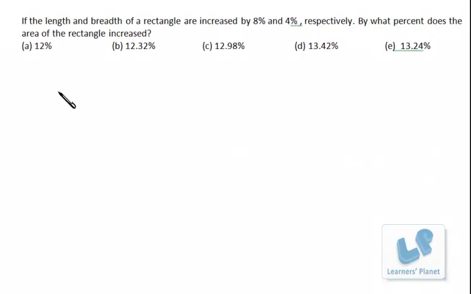Now friends, let's take this question. If the length and breadth of a rectangle are increased by 8% and 4% respectively, by what percent does the area of rectangle increase? Friends, since we have to find out the increase in percentage only, it doesn't matter what basic value we choose for length and breadth.